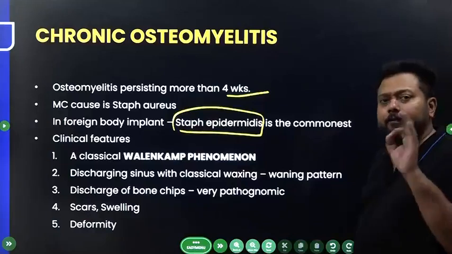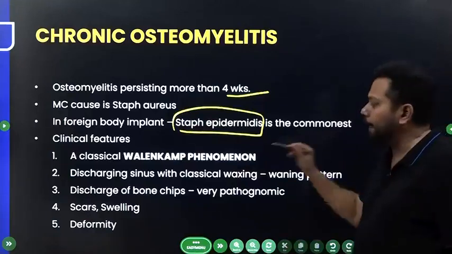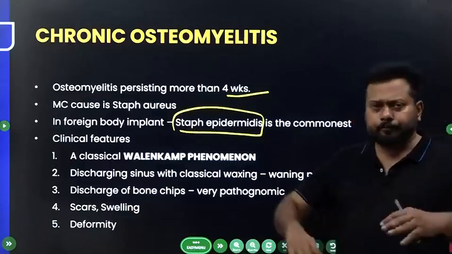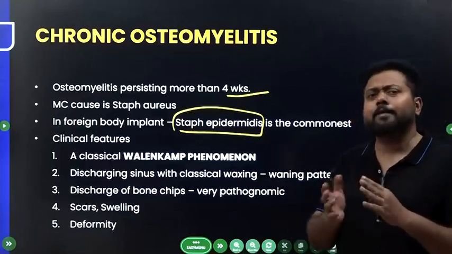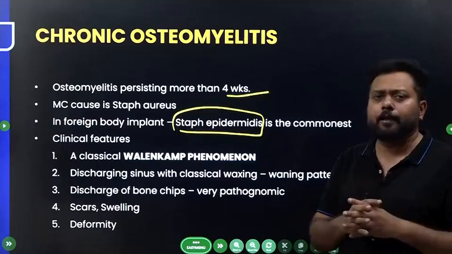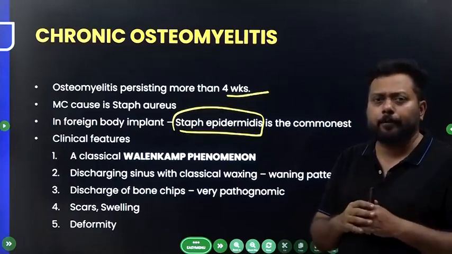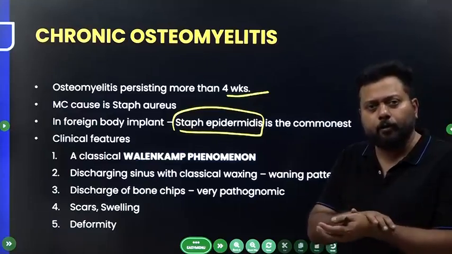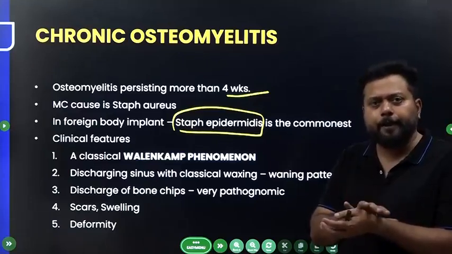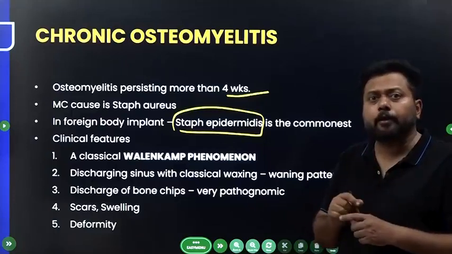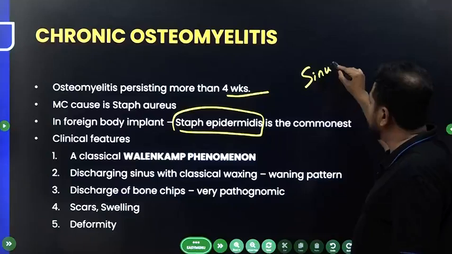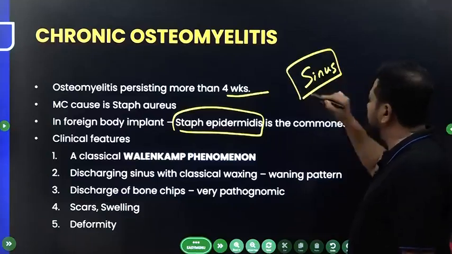The classical feature I want to highlight is the Wallenkamp phenomenon. What do you mean by Wallenkamp phenomenon? It is a waxing and waning phenomenon. What happens in chronic osteomyelitis? In the pus, everything gets accumulated inside the bone. Okay, pus will be there, right? The hallmark of chronic osteomyelitis is sinus. Only when there is a sinus, it's a hallmark of chronic osteomyelitis.